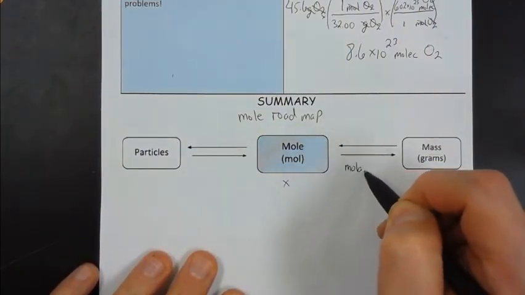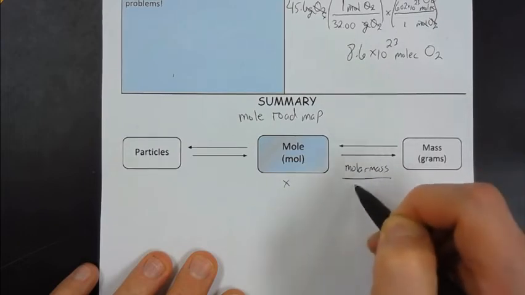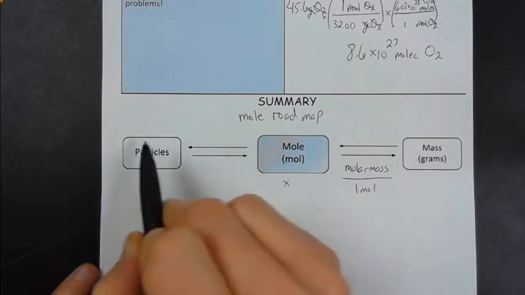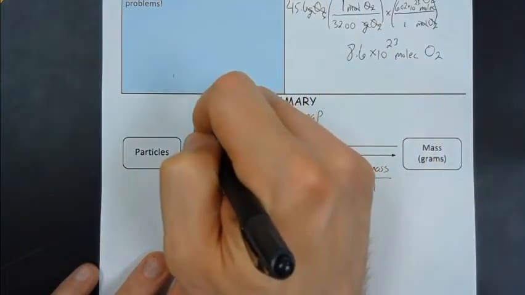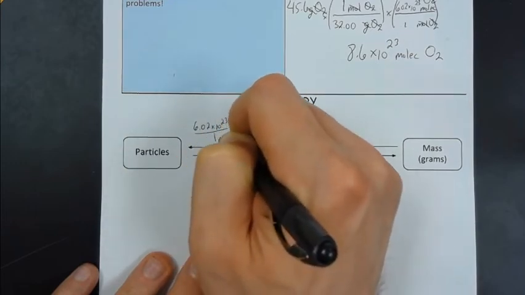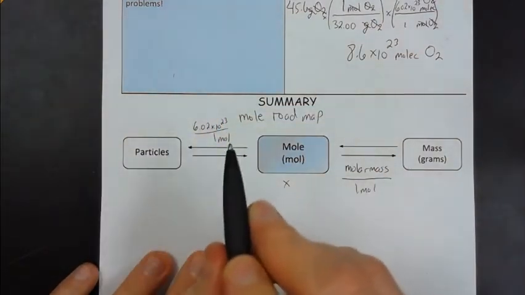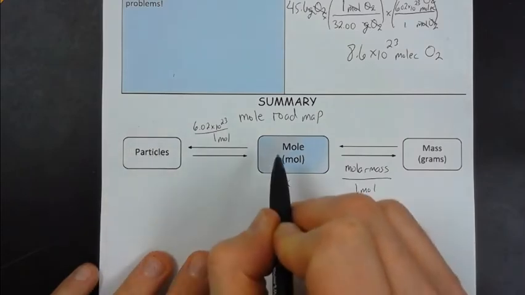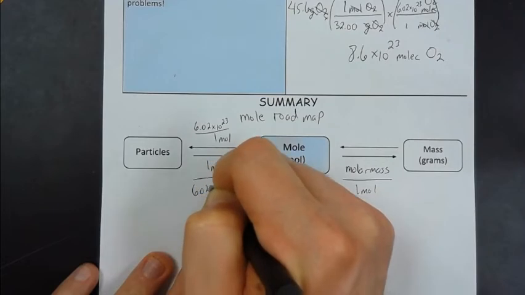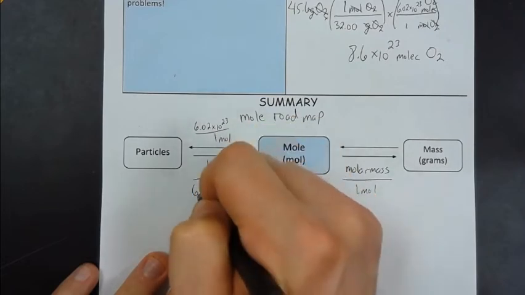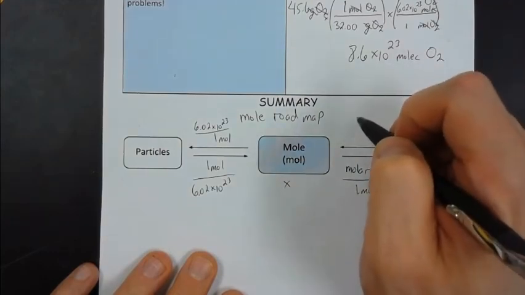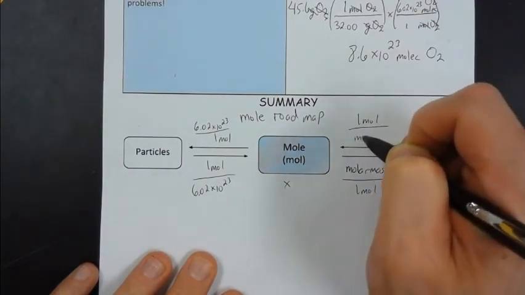Okay? So if we start at moles and we want to go to grams, we know we're going to use the molar mass over 1 mole. And then if we start at moles and we want to go to particles, we're going to use Avogadro's number over 1 mole. And then the opposite of those fractions are true. If we want to go from particles to moles, we would have to use 1 mole over Avogadro's number. And if we want to go from mass of an element or compound back to moles, we would have to use 1 mole over the molar mass.